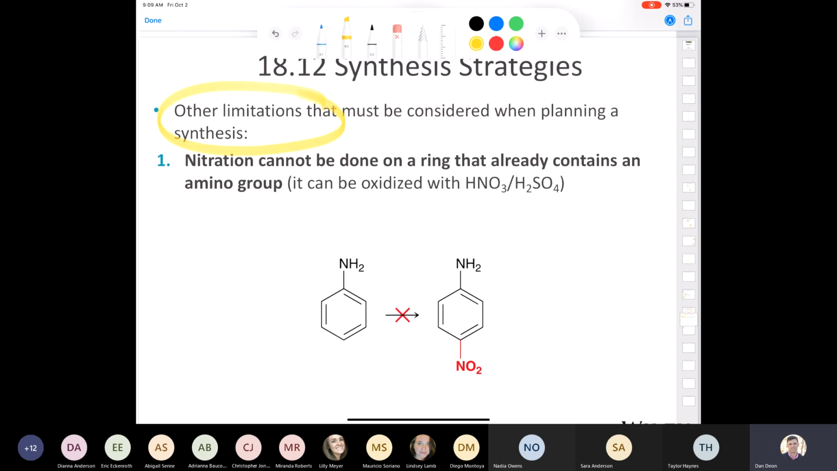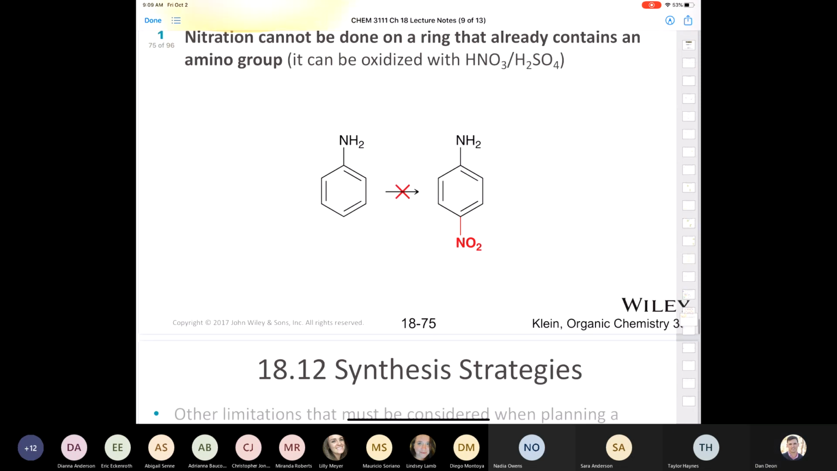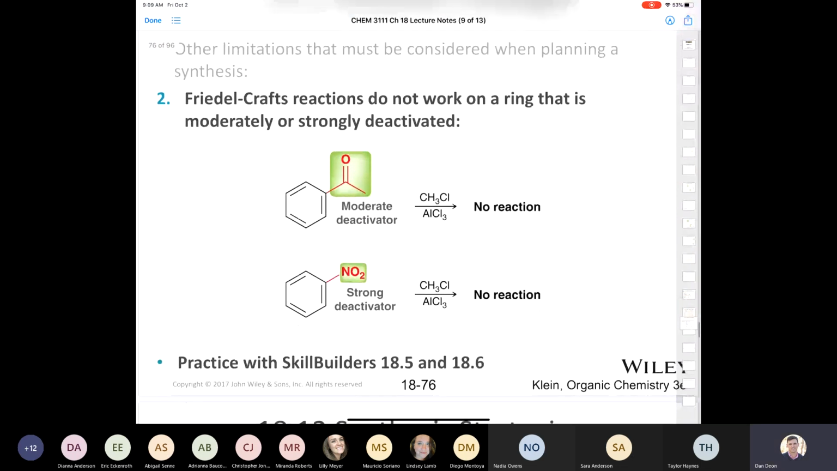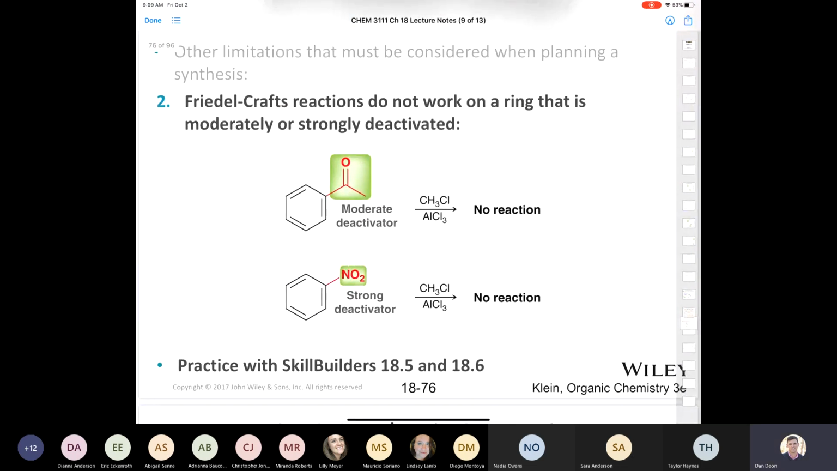If you're wondering, should I know this? Oh yeah, you should know this. So we're going to know this limitation. So you can't nitrate an amino, even though it looks like it's a beautiful ortho-para-director. Some other limitations with Friedel-Crafts. It says Friedel-Crafts do not work on a ring that is strongly deactivated or moderately deactivated. So anytime you have a deactivator, unless it's a weak deactivator, you're not going to get a Friedel-Crafts reaction to work. They just don't work.